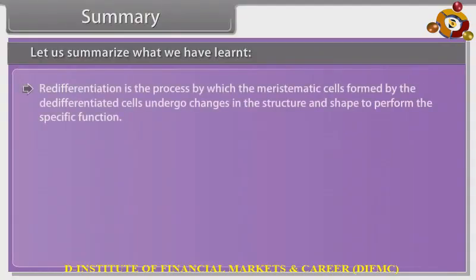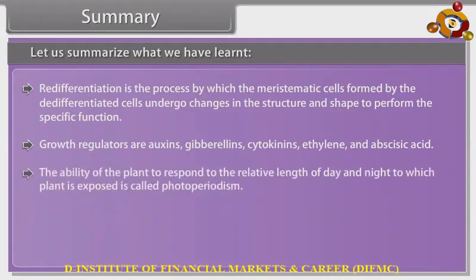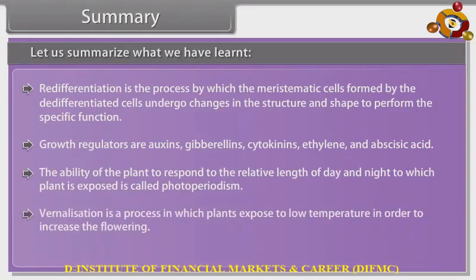Redifferentiation is the process by which the meristematic cells formed by the dedifferentiated cells undergo changes in their structure and shape to perform the specific function. Growth regulators are auxins, gibberellins, cytokinins, ethylene, and abscisic acid. The ability of the plant to respond to the relative length of day and night to which the plant is exposed is called photoperiodism. Vernalization is a process in which plants are exposed to low temperature in order to increase flowering.